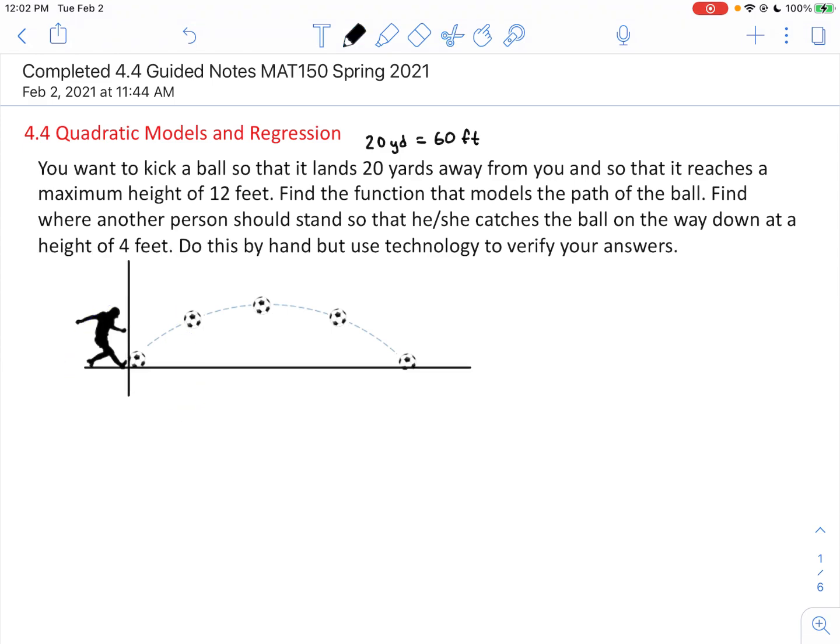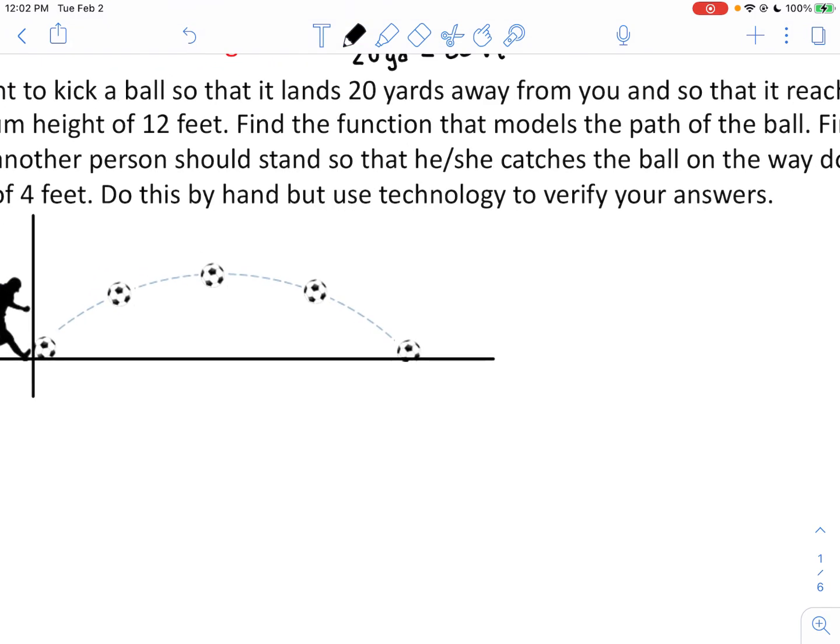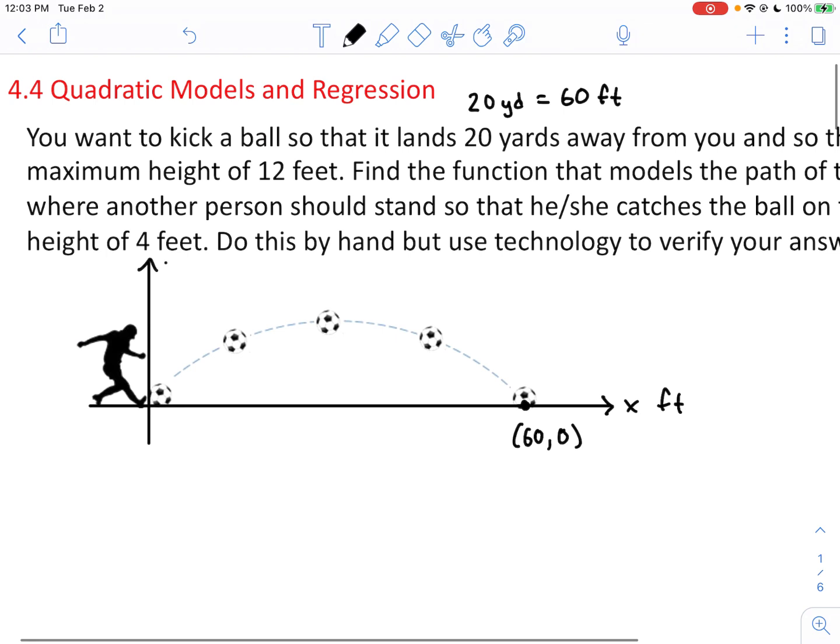We want the ball to land 60 feet away. So we want the ball to hit the ground at the point (60, 0). X will be measured in feet, and our y-axis will also be measured in feet. And we want the height to be at a max height of 12 feet. That's going to be where the vertex is at.